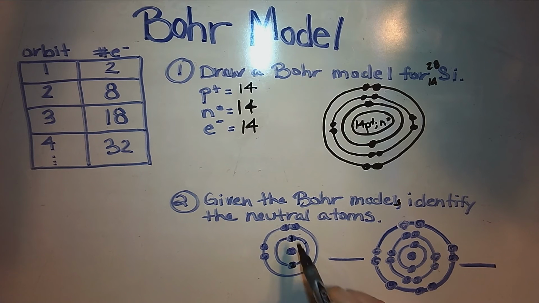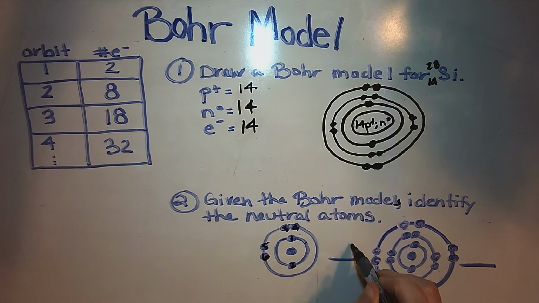So 1, 2, 3, 4, 5, 6. I'm now going to look on the periodic table and find the element with an atomic number of 6, and that is carbon. I'm going to do the same thing in this example.